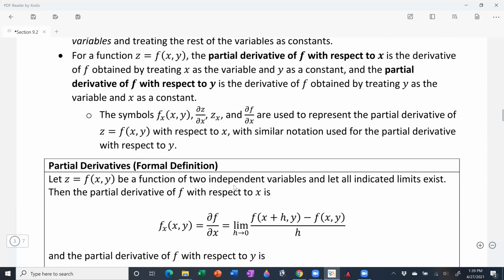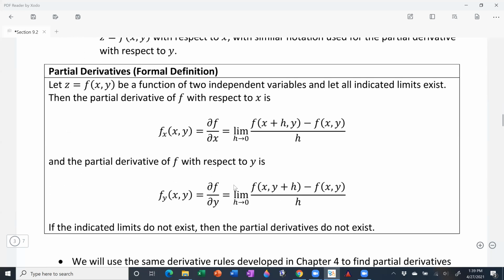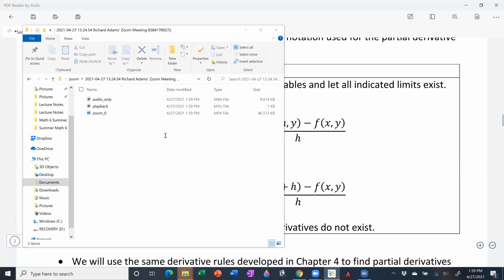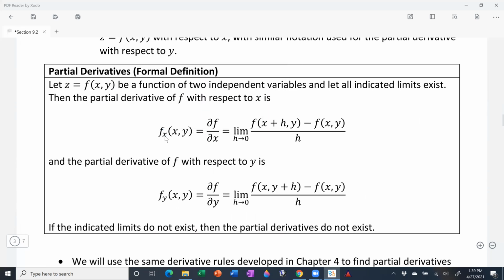Okay, so the formal definition for partial derivatives, and we're actually not going to be using the limit definition, we're going to kind of just skip past that. But for the formal definition, if you have a function z equals f of x comma y, a function of two independent variables, and of course, we just need to assume that all indicated limits exist for any of this to actually even make sense. Then the partial derivative of f with respect to x is, and so again, get used to this notation, that little subscript x right there tells you that you're taking the derivative with respect to x.